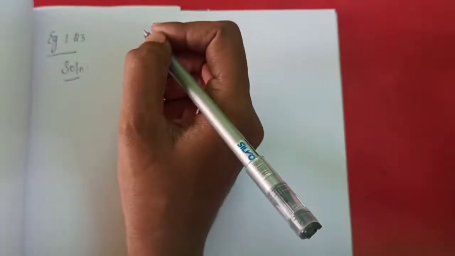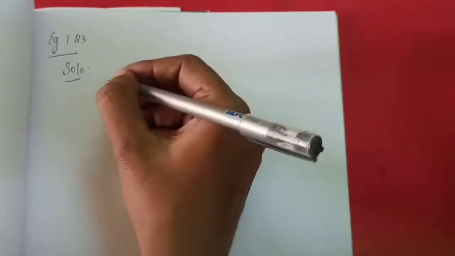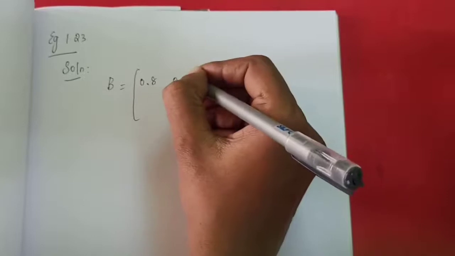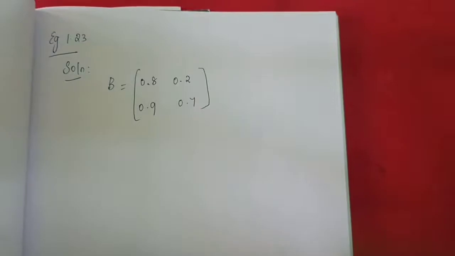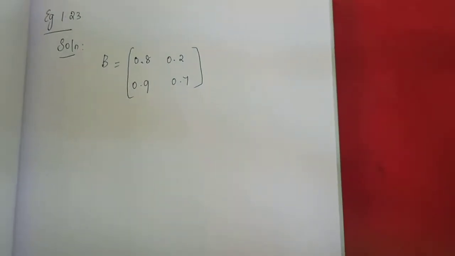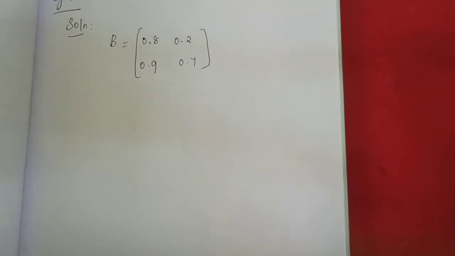From the given question, the technology matrix is given, is it right? So that is the B matrix. So B is equal to 0.8, 0.2, 0.9, 0.7. Now we need to find I minus B. What is the Hawkins-Simon condition? If B is the technology matrix, then the determinant of I minus B must be positive. These are the conditions we are going to check here.